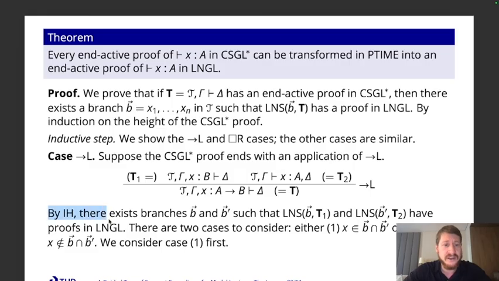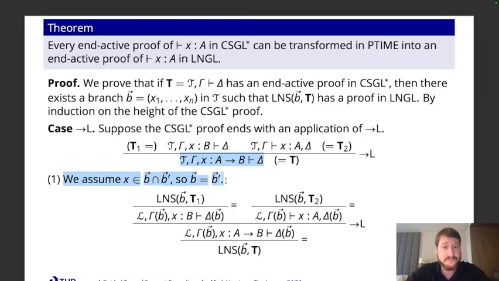Now, by the induction hypothesis, I know that I have two branches, B and B prime, such that if I plug B and T1 into the LNS function, I have a proof in the line sequent calculus. And if I plug B prime and T2 into the LNS function, it also has a proof in the line sequent calculus. Now, there are two different cases to consider here. The first is that X is a vertex along both branches, or 2, that is not the case. I'm going to show both cases, but we'll show one first.